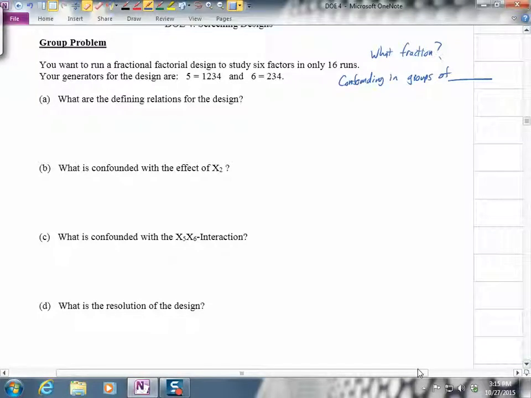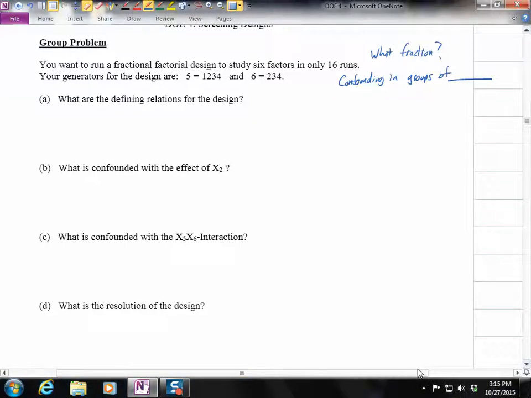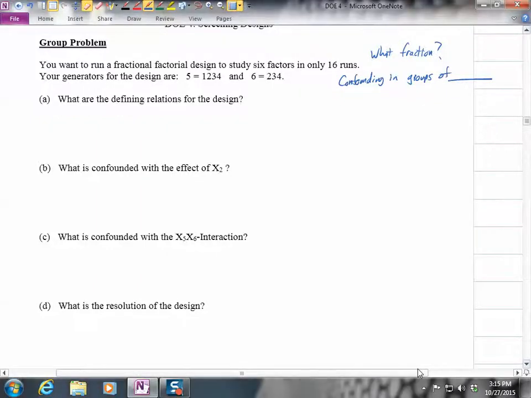Before you start part A, you might ask yourself, what fraction of a factorial is it? And your confounding is going to happen in groups of how many? That may help what you do in part A.